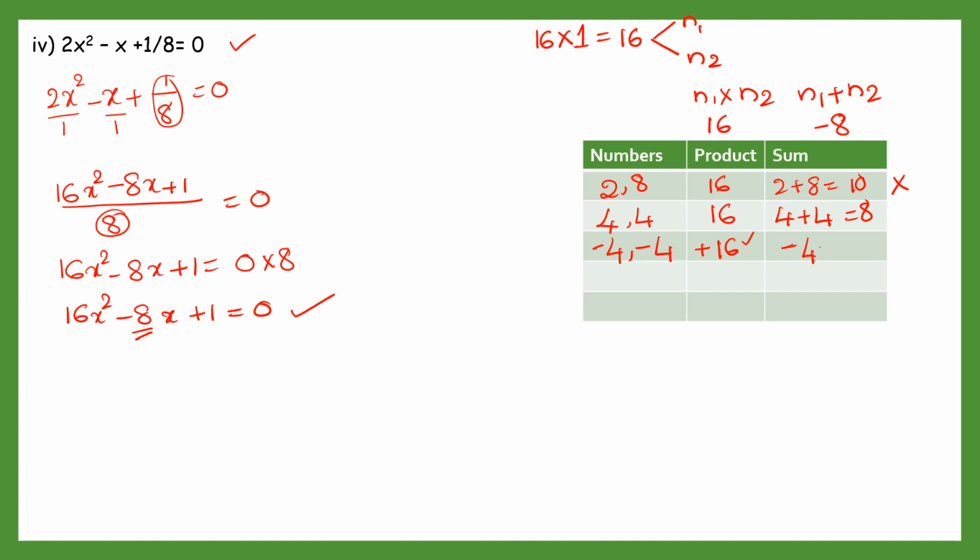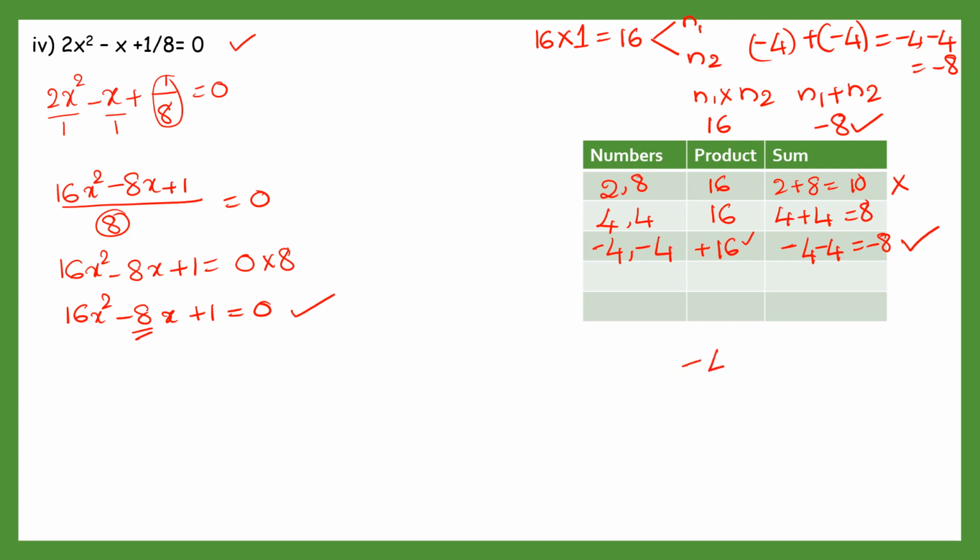Then sum. Sum of minus 4 and minus 4 is what? It is minus 8. See, minus 4 plus minus 4. What do you get? Minus 4. Plus into minus is minus. So minus 4 minus 4 is nothing but minus 8. So sum is minus 8. This is also satisfied. So the numbers you can take as what? Minus 4 and minus 4.